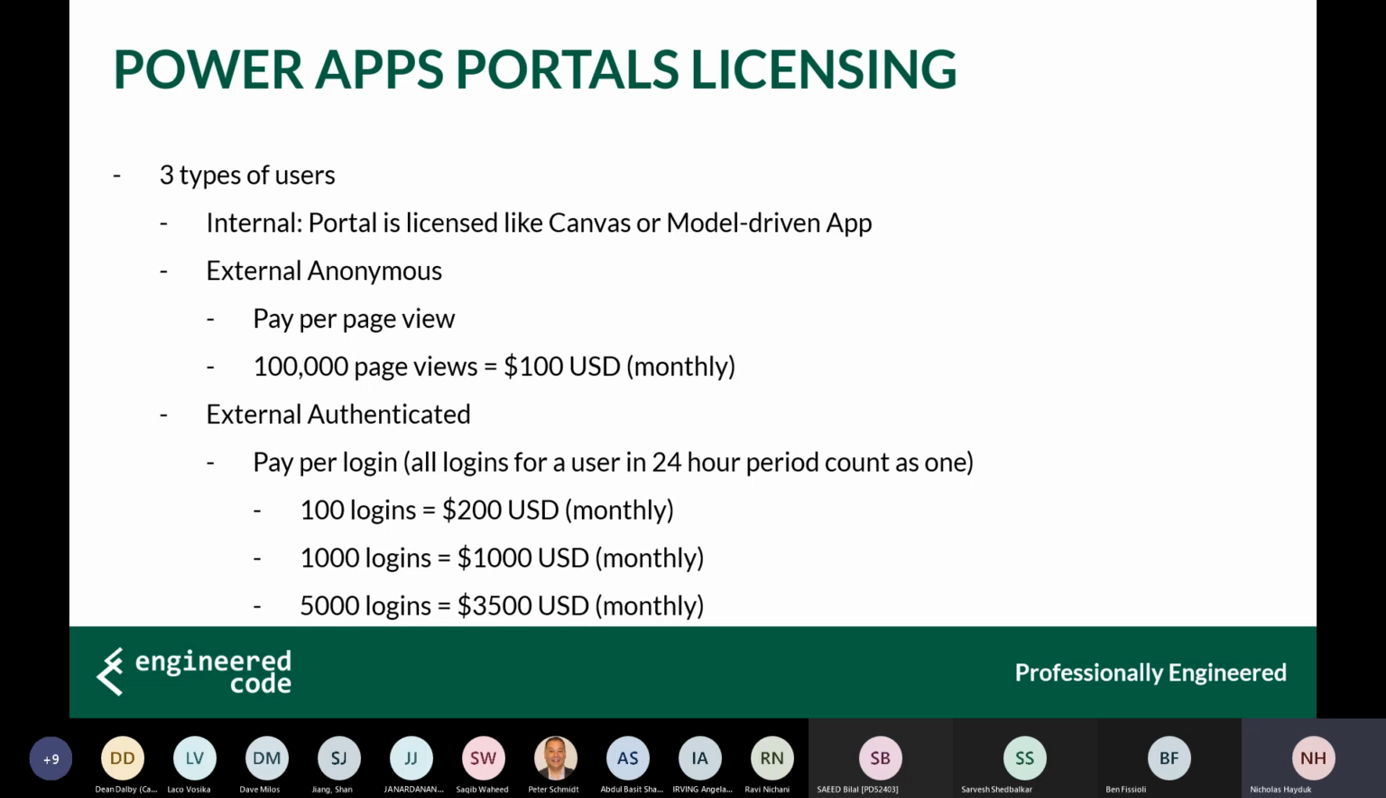For people who are external to your organization, there's two types. One is anonymous. Essentially what you pay is for page views for anonymous users. And the cost in US dollars, the way it is right now, is you pay $100 every month for up to 100,000 page views. And for people who are logged into the portal, you essentially pay every time they log in, except that every time they log in over a 24-hour period counts as a single login. The pricing on that is 100 logins costs you $200, 1,000 logins costs you $1,000, or $5,000 US.